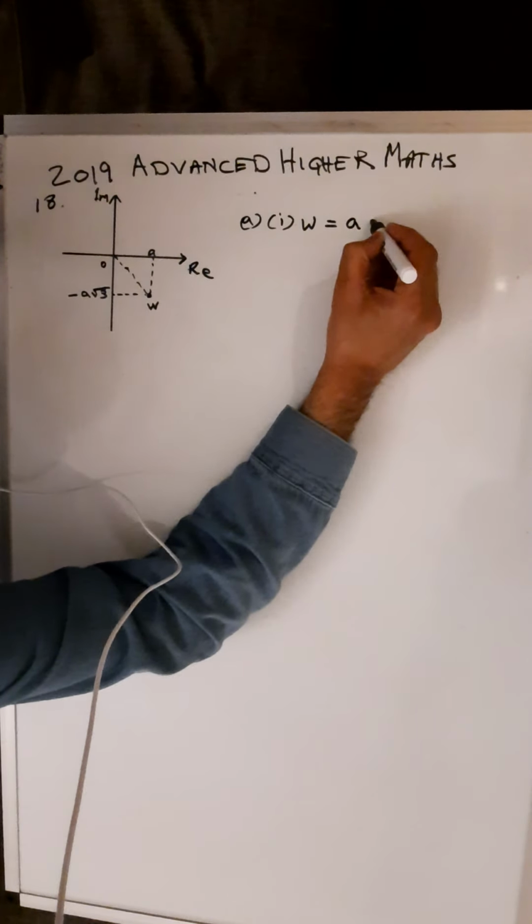So when n is equal to 0, you're going to have minus pi by 3 plus n lots of 2 pi, all of that divided by 3, plus i sine minus pi by 3 plus n 2 pi, all of this divided by 3.